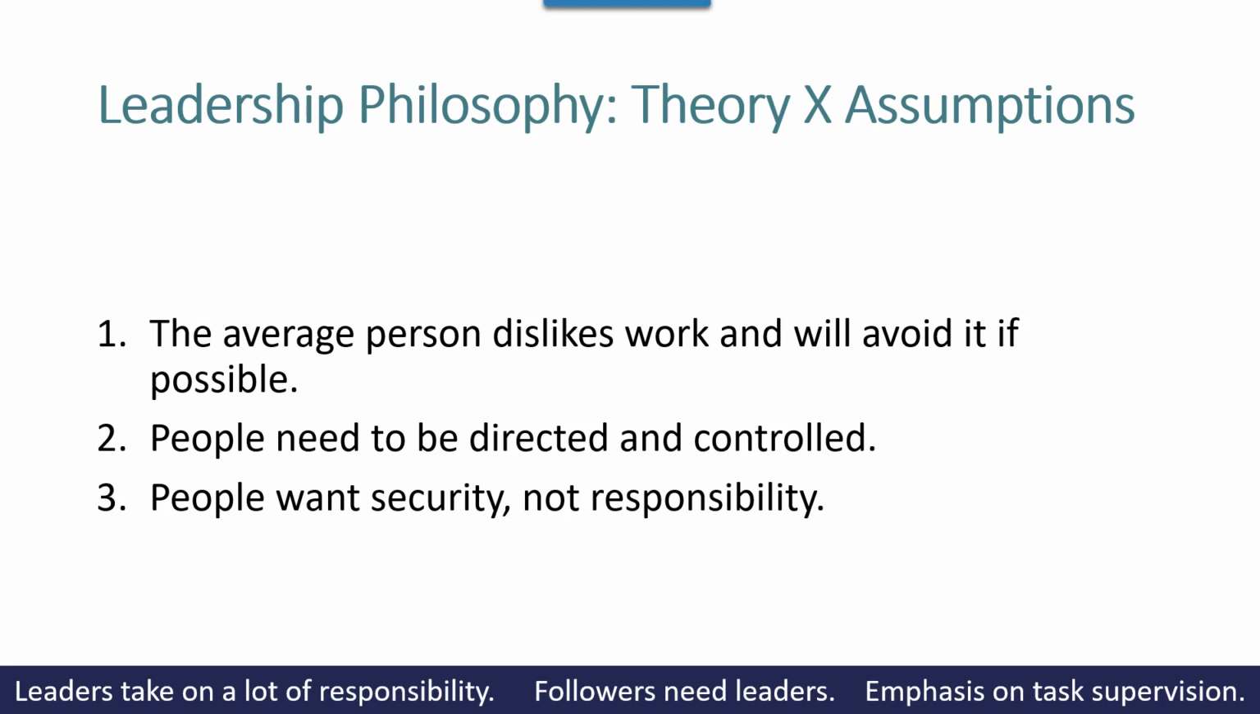A leader who has a theory X philosophy assumes that the average person dislikes work and will avoid it if given the chance. Because of that, people need to be directed and controlled. Without external direction or controls, people won't work. People want security, not responsibility. Workers want their leaders to take care of them and protect them. They want their leaders to set the goals.